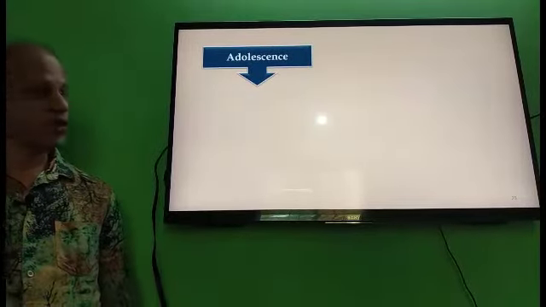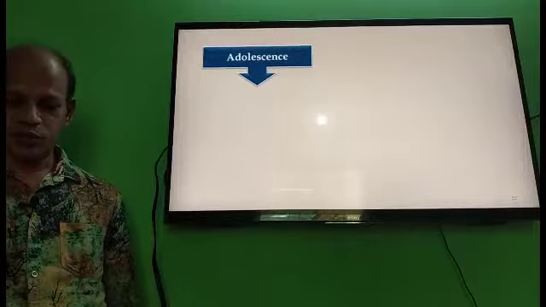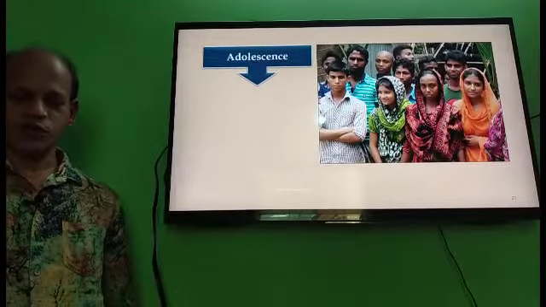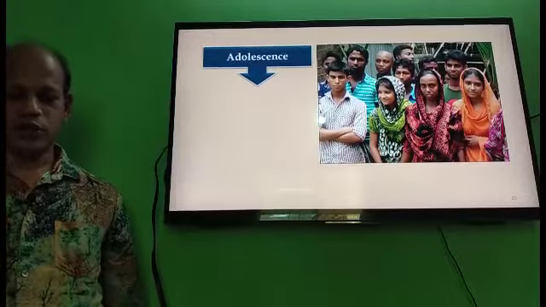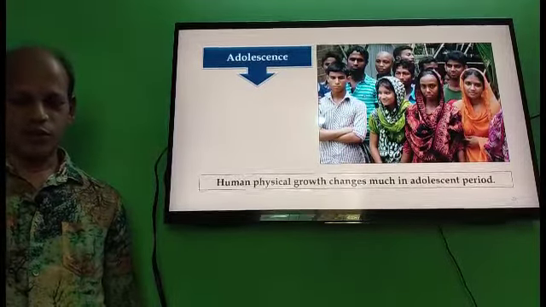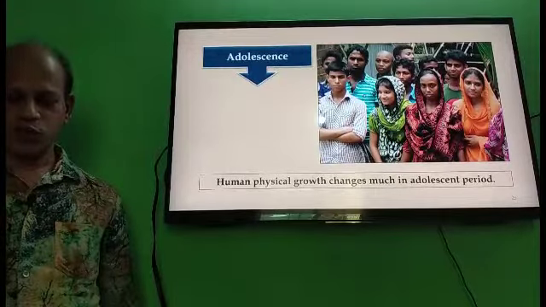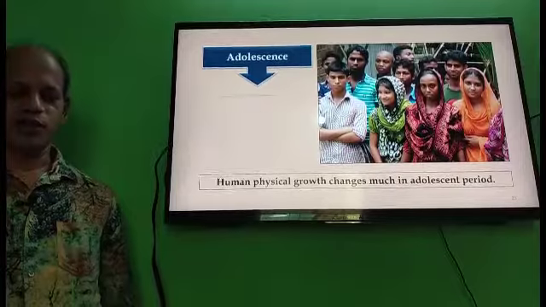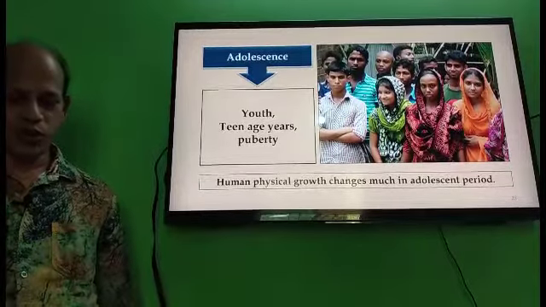Next word, adolescence. You know the meaning? I hope you know the meaning. Again, see the picture. These are some teenagers, young boys and girls, you see. They are adolescent. Look at the sentence: Human physical growth changes much in the adolescent period. And what is the meaning of the word? Adolescence, youth, teenagers.